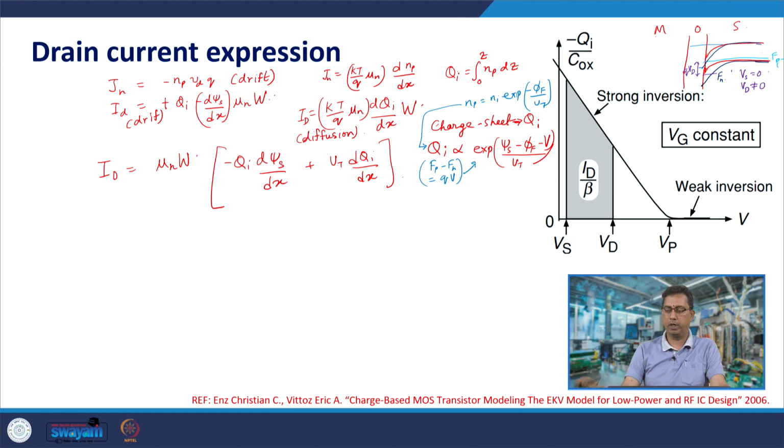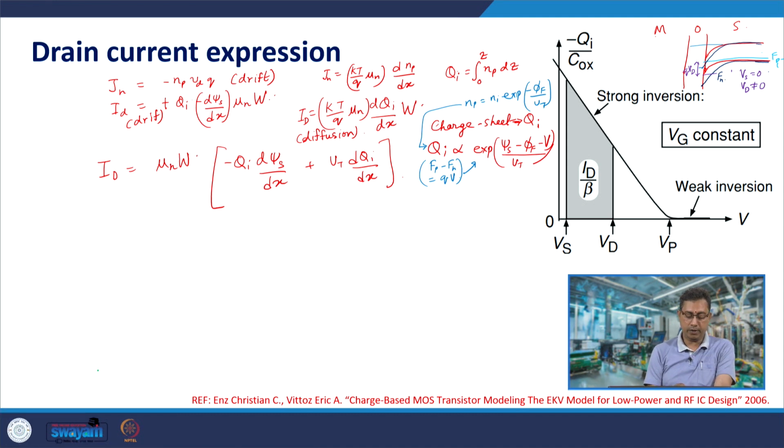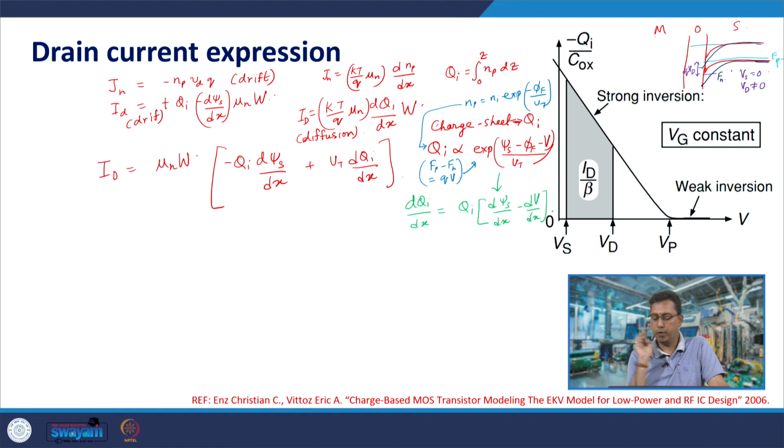Based on these two you get this expression, which we had discussed in the earlier lectures. So, now let us try to figure out what this drain current is. If we take this relationship into account, then dQi/dx would be Qi into d chi s/dx minus dV/dx. So, what is this V?